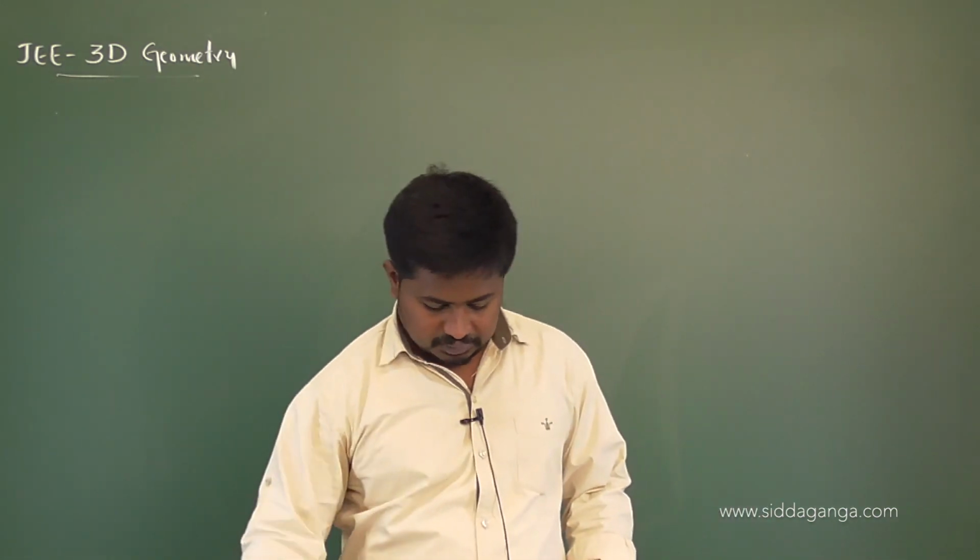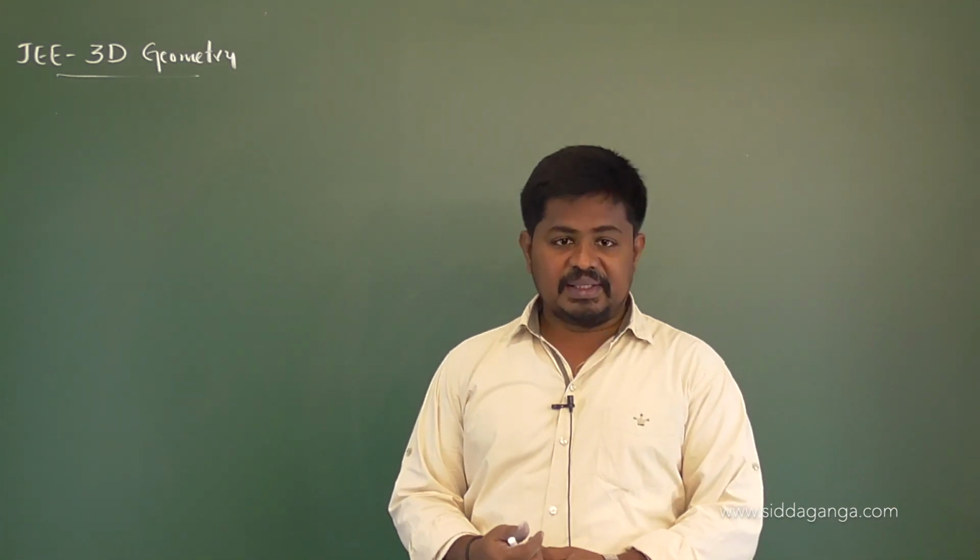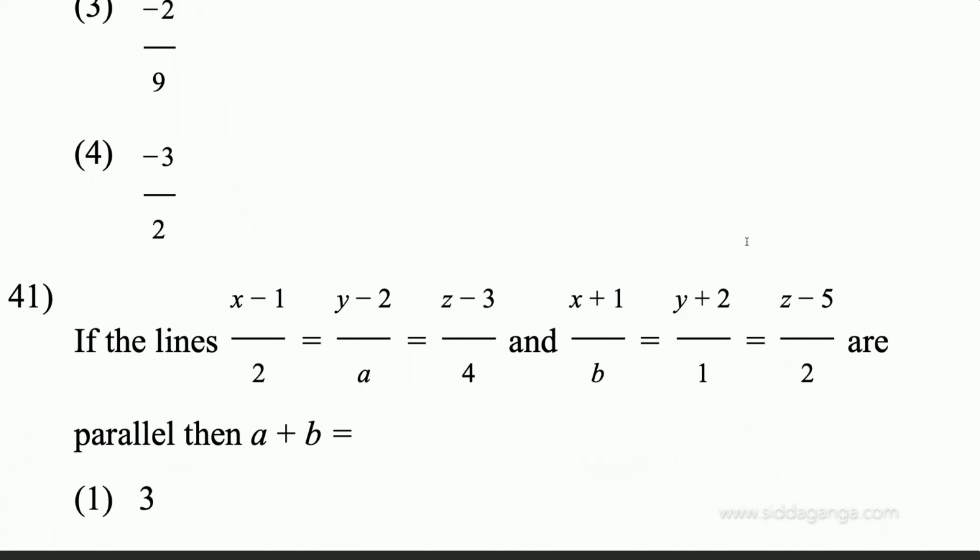Okay, let me move to the 41st question. If the lines x minus 1 by 2 equal to y minus 2 by a equal to z minus 3 by 4, and x plus 1 by b equal to y plus 2 by 1 equal to z minus 5 by 2 are parallel, for what value of a and b?